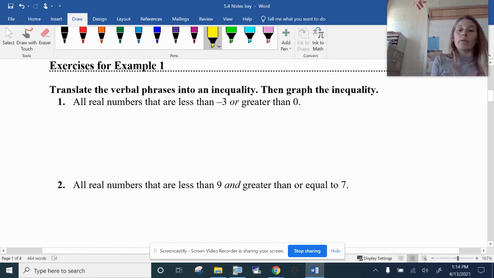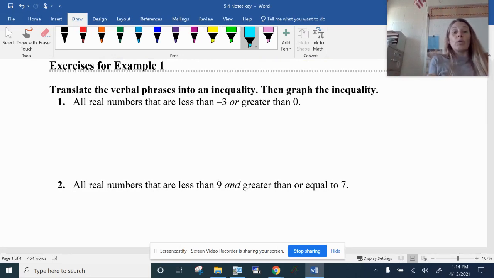Okay, translate the verbal phrases into an inequality, then graph. So first thing you want to do is look for either the and or the or. Sometimes there can be the word or the word and used multiple times in the sentence, and that can get a little bit confusing. If you're trying to say less than or equal to, that's an or, but then there also could be an or indicating it's a compound inequality, and that can get a little bit tricky.